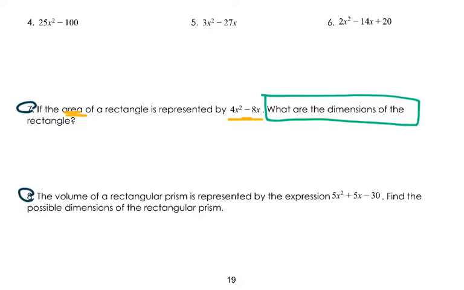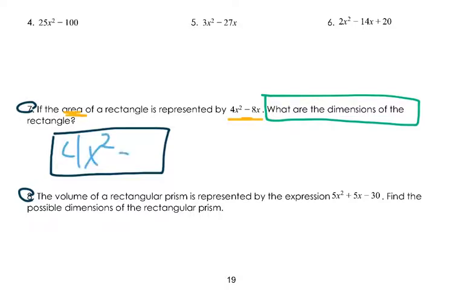I always want to start with a picture. So here's my rectangle, and they're telling me that the area of this is 4x squared minus 8x. If they're asking for the dimensions, I guess they're trying to see what the factors are, because we know that area is length times width, which essentially could be our two factors. So I'm going to factor this as much as I can.